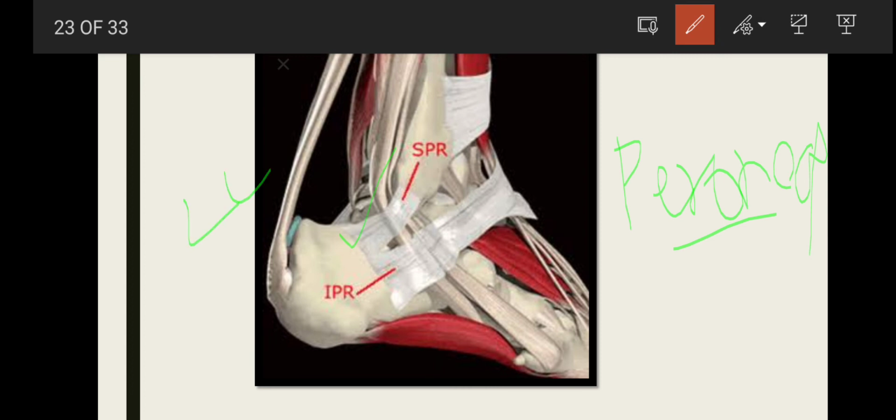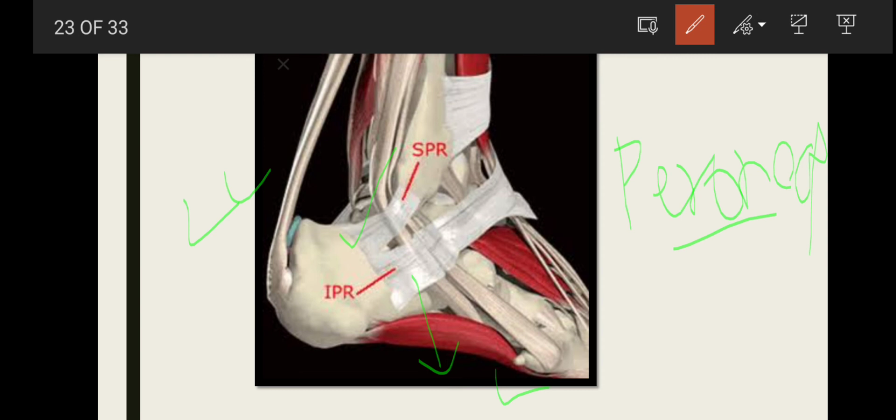Now the main function of the retinaculums is they hold the peroneal tendons in place. That is the main function. There is another thing known as inferior peroneal retinaculum, present anterior inferiorly, that is towards the lowermost portion of the lateral malleolus. You just have to see the attachments of these retinaculums, where they attach to. The major function of these retinaculums is to hold the tendons in place.